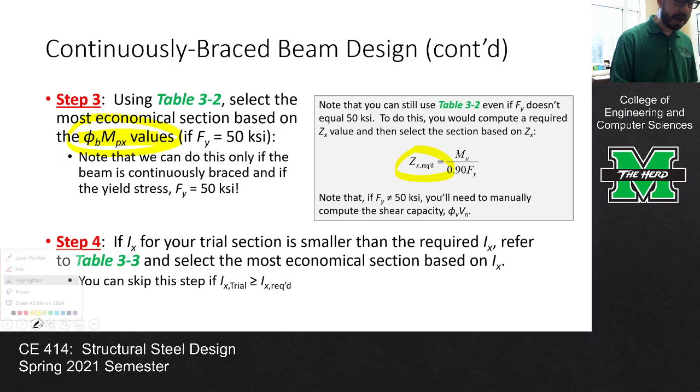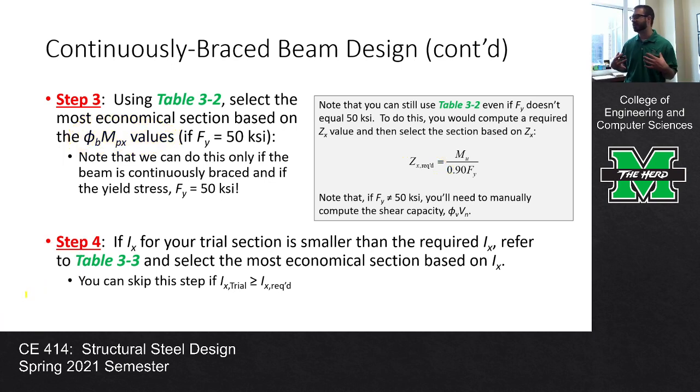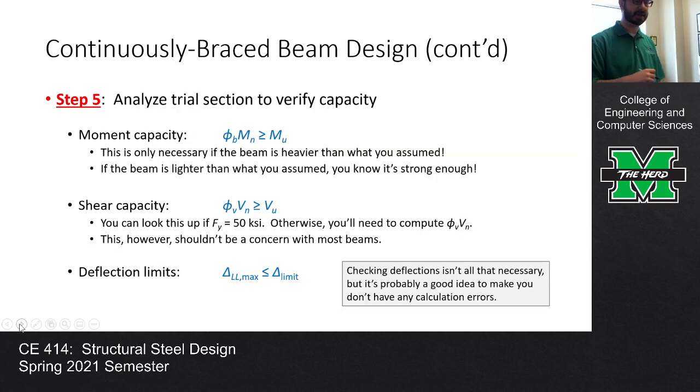Now, this step 3, what we're doing is we're selecting a section based off the bending capacity. What we then need to do is check that section's moment of inertia and see if it's going to work there too. It's possible that we pick a section based off bending capacity and it doesn't have enough IX. And so we toss that section out and then we go to table 3.3 and select the most economical section based off IX. Now you can skip that step if your section off of step 3 is good enough. But if not, then you need to pick another section, and that's the one you're going to go with. Again, really easy, but it'll become clear when we do an example today.